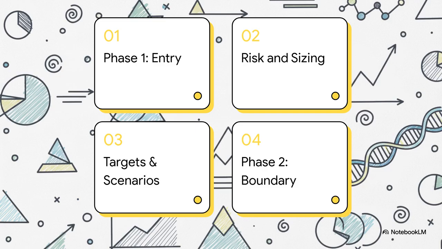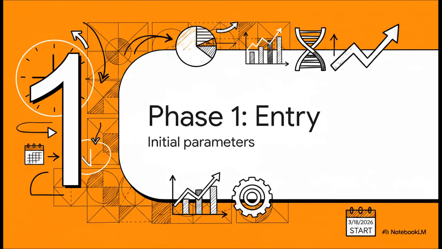Here's our quick roadmap for today. Number 1, Phase 1, entry parameters. Number 2, risk and position sizing. Number 3, cycle targets and scenarios. And finally, number 4, Phase 2, boundary contact. Section 1, Phase 1, entry parameters.